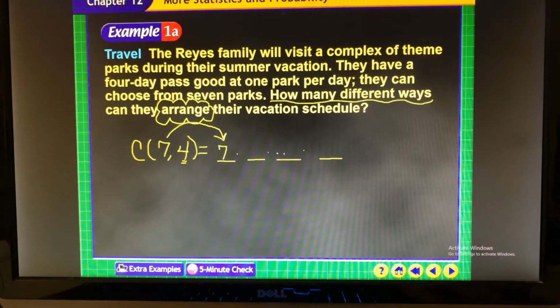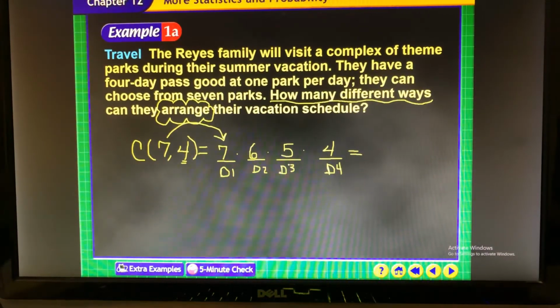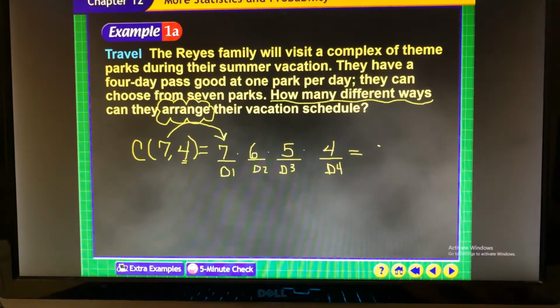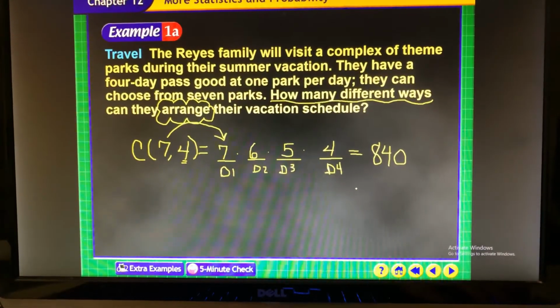This number tells me what starts on the first line, and then I'm going to count backwards. So I'm going to go, and it's always multiplication, 7 times, now I only have 6 parks to choose from. On day 3, I only have 5 parks to choose from. And on day 4, I only have 4 parks to choose from. So again, this is day 1, day 2, day 3, and day 4. So all you're going to do is multiply 7 times 6 times 5 times 4, and you get 840 different ways to arrange how you choose your parks.